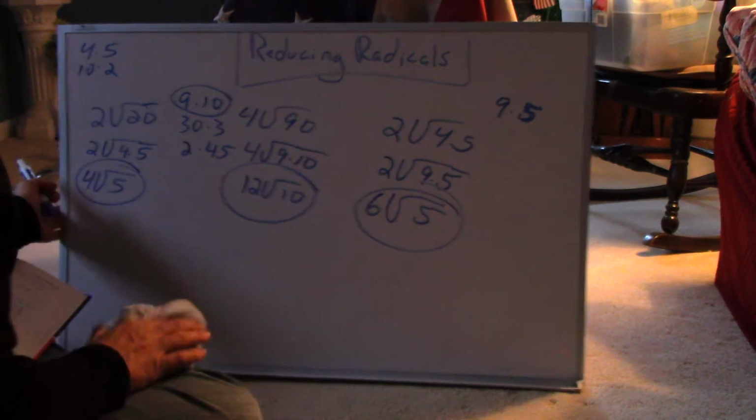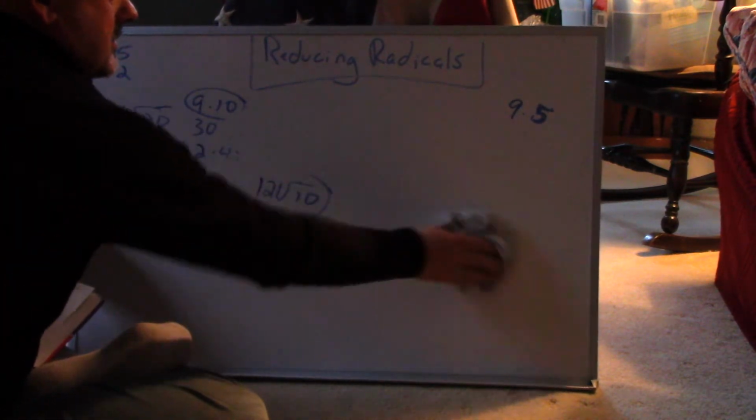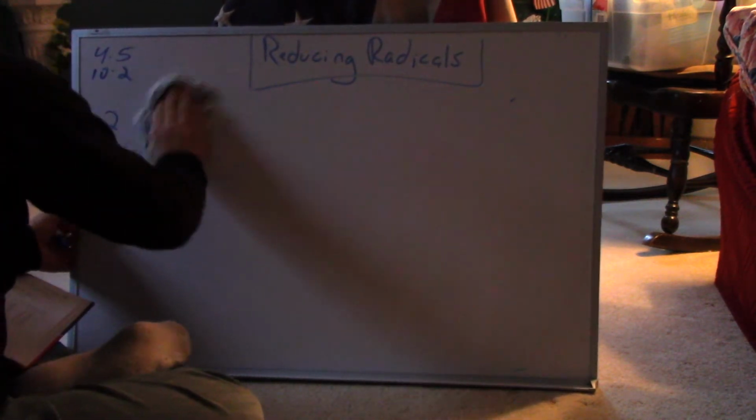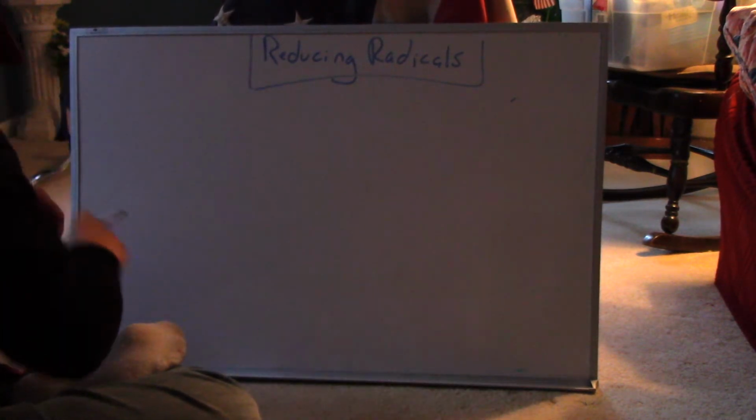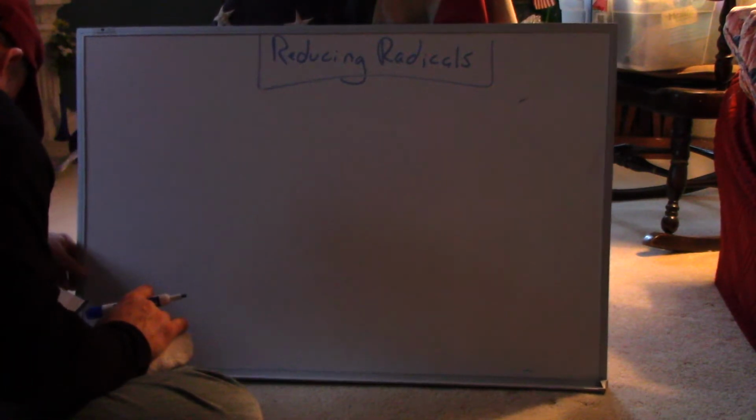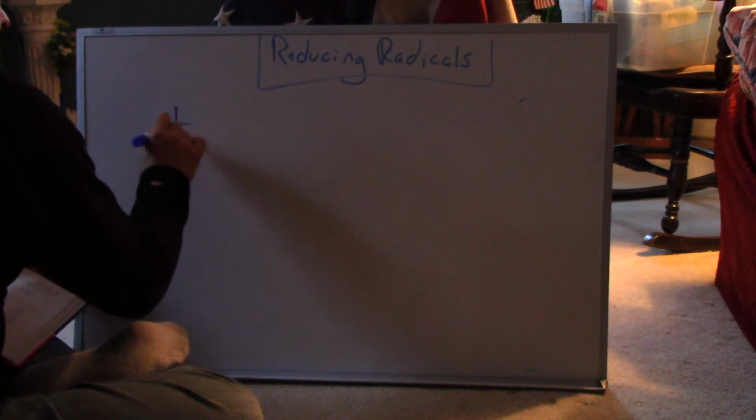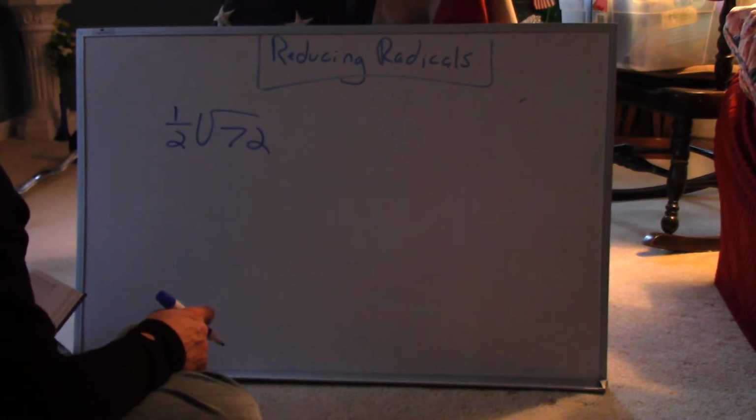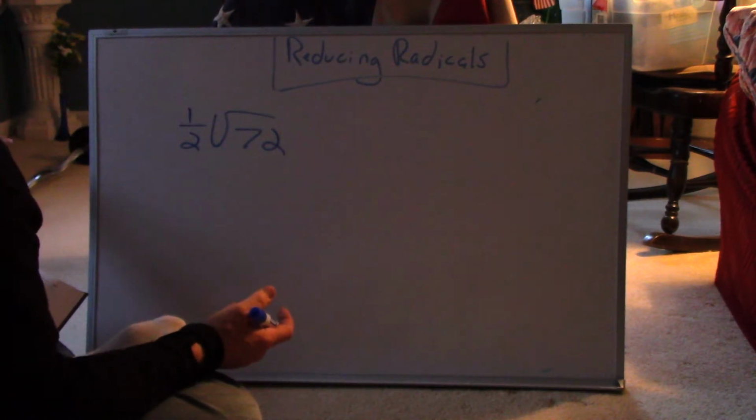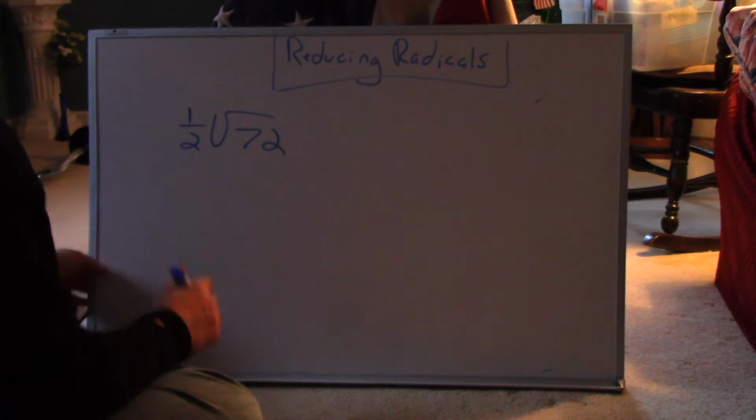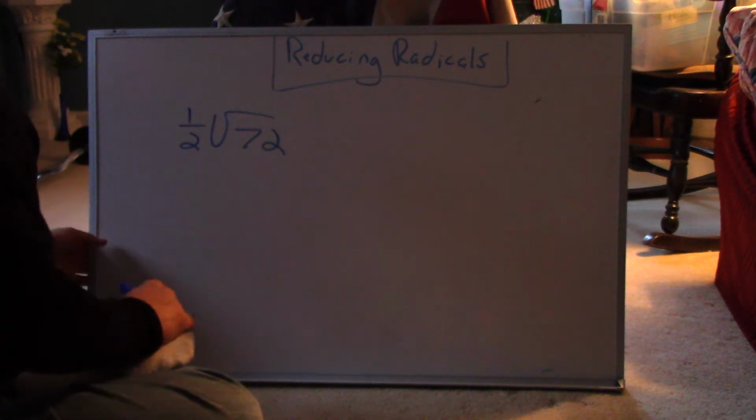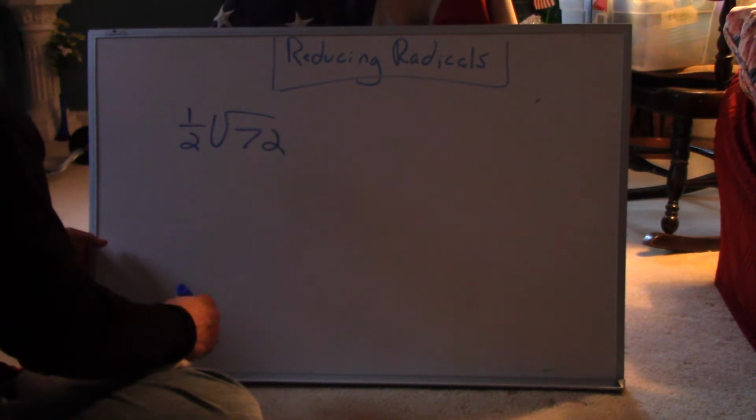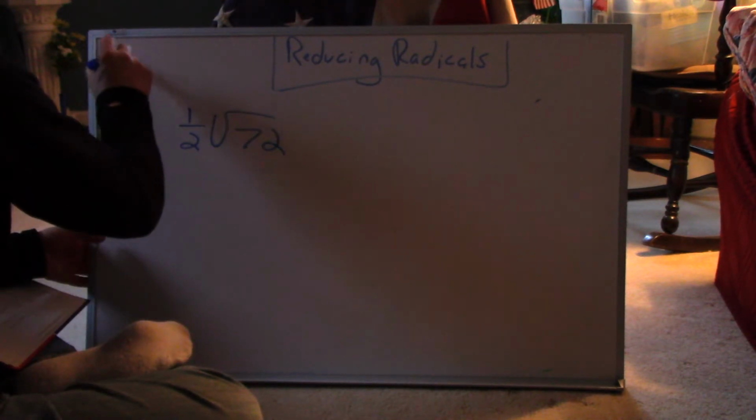Now let me do one that is a little scary for people. I want to do one with a fraction. I try to cover all the basics that you'll encounter. Here's one. 1/2 radical 72. So what's the square root of 72? Well, we don't have an even one. So what are the factors of 72? Well, I'm thinking what? 9 times 8.